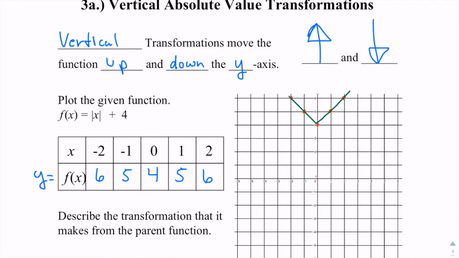Before I plot my points for this new function with the vertical transformation, I want to plot the parent function on this graph, just so that we can compare them. And I know from the previous lesson, the vertex is at 0, 0. My first point's at 1, 1. Then I'm at 2, 2. And then I'm at negative 1, 1. And I'm at negative 2, 2. And if I draw the parent function in, now I can compare that to my vertical transformation.